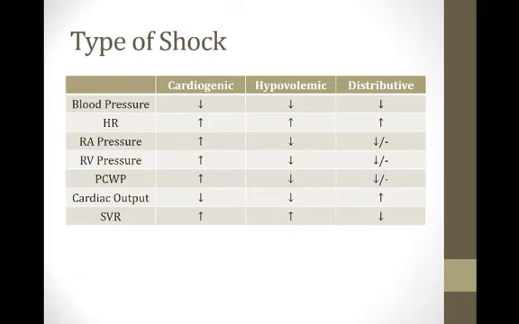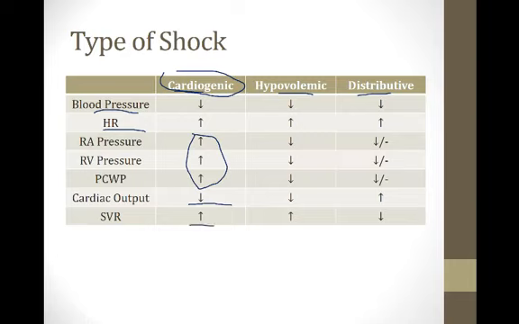On this table, I've summarized the three major types of shock: cardiogenic, hypovolemic, and distributive, and I've listed their main hemodynamic features. So in all three forms of shock, the blood pressure is low and the heart rate is high. That's common to all forms of shock. What's different between the forms of shock are the pressures in the heart, the cardiac output, and the SVR. So let's talk about cardiogenic first. So in cardiogenic, the cardiac output is low, and the pressures in the heart are all high, as shown here in this table, and the SVR is high as part of the normal sympathetic response.